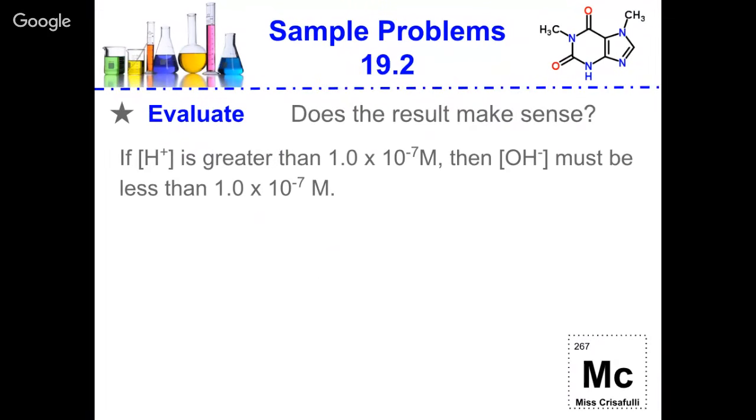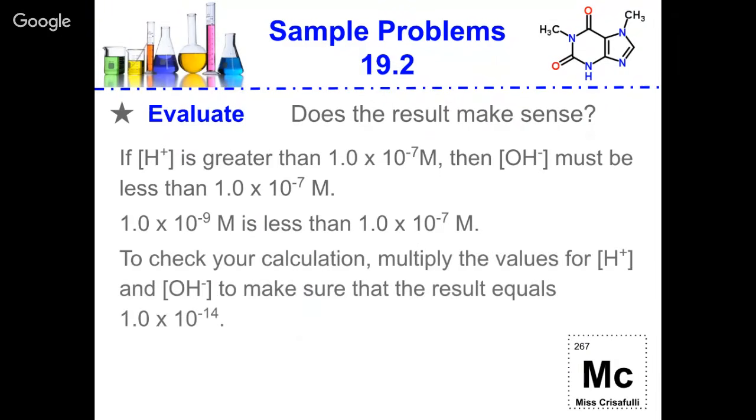If H plus is greater than 1.0 times 10 to the minus 7th, then OH minus must be less than 1.0 times 10 to the minus 7th. And 1.0 times 10 to the minus 9th is less than 1.0 times 10 to the minus 7th. So our solution is correct.